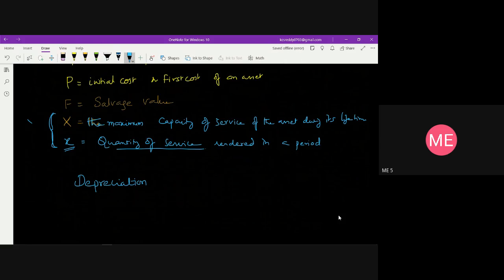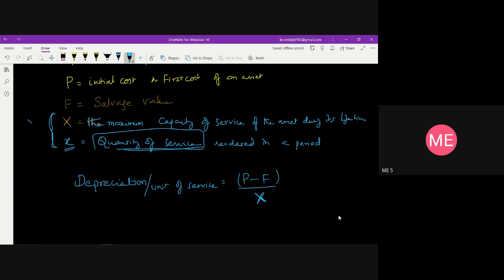Depreciation per unit of service, because we are looking at the quantity of service rendered, and the maximum is capital X. This is nothing but the loss of the value of an asset on the maximum capacity of the asset. So we can take (P minus F) by X as the depreciation per unit of service.